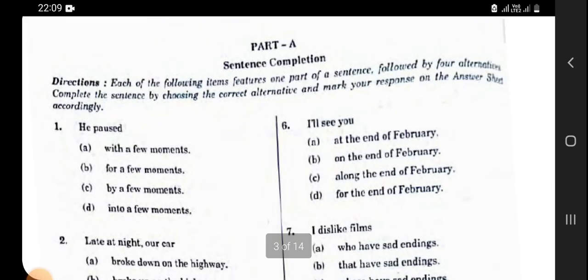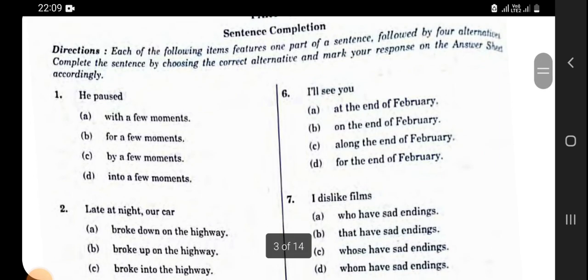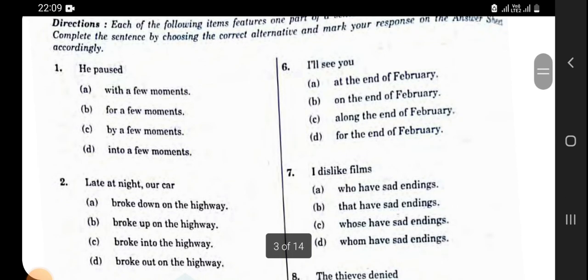I will see you at the end of February, on the end of February, along the end of February, and for the end of February. These are probably the easiest things, that you must score 10 out of 10. So I will see you at the end of February.